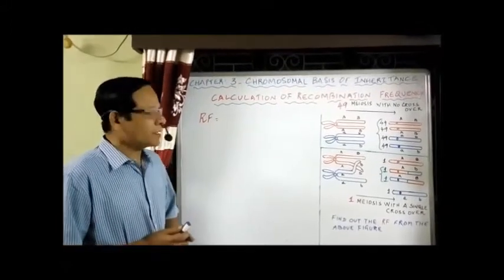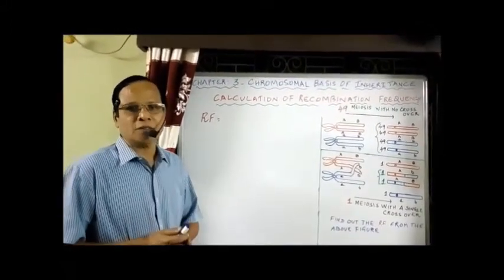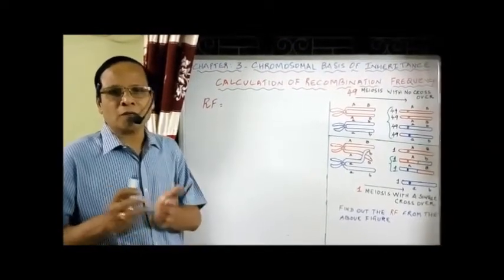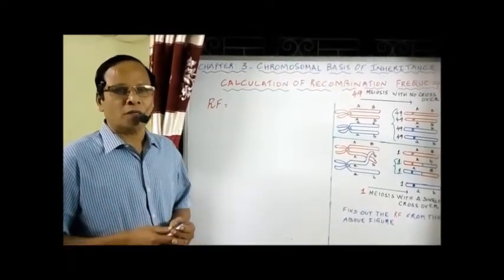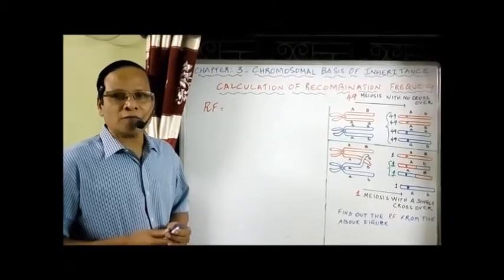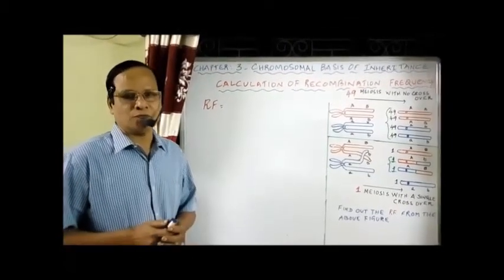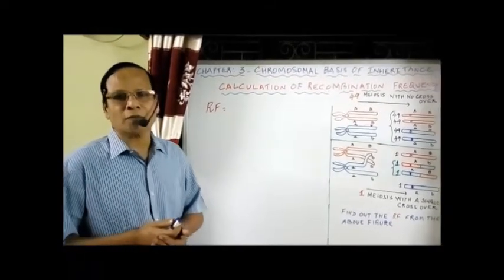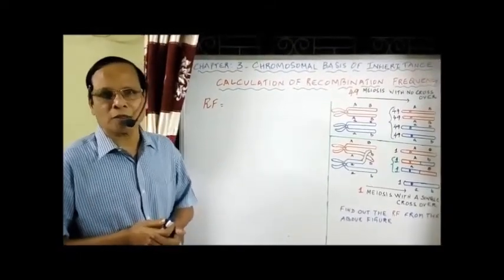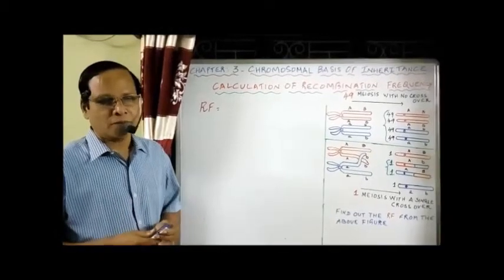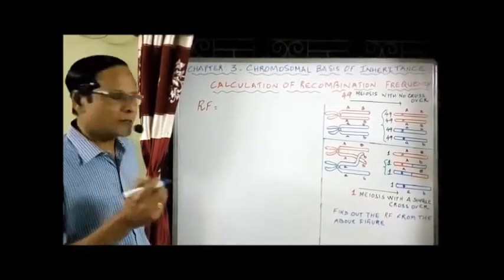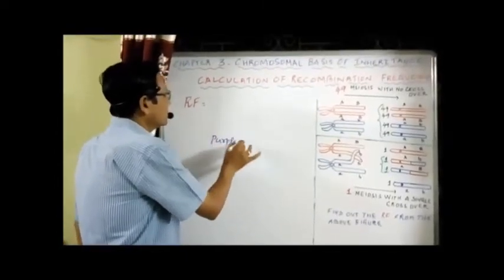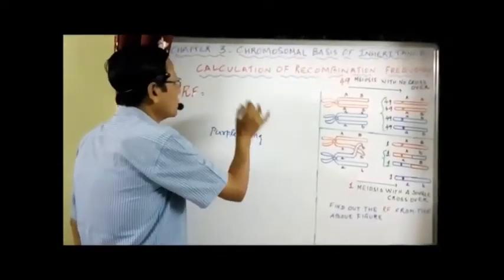Now I am taking the data obtained from the alleles in coupling configuration. If I am taking the coupling configuration with reference to the sweet pea, about the color of the pollen grain and the shape of the pollen grain: the color of the pollen grain is purple, and another character, the shape, is long.